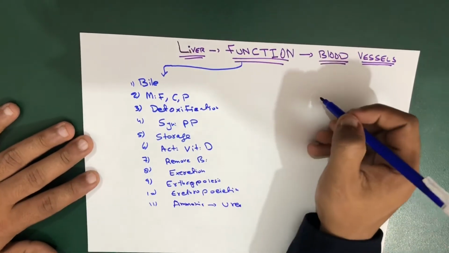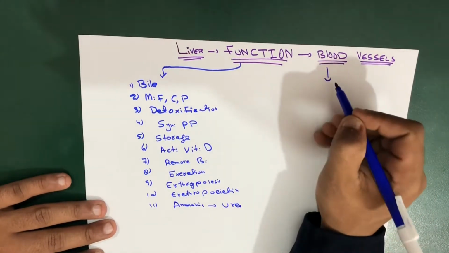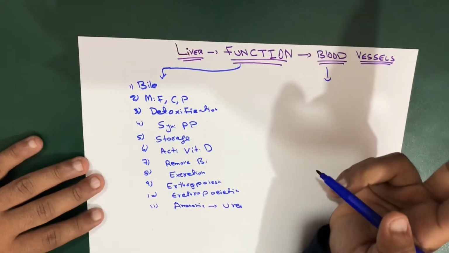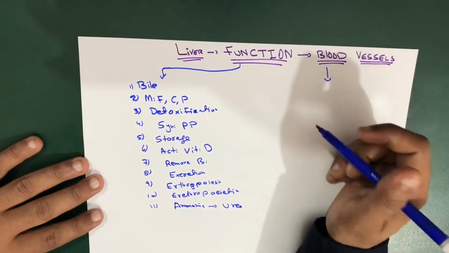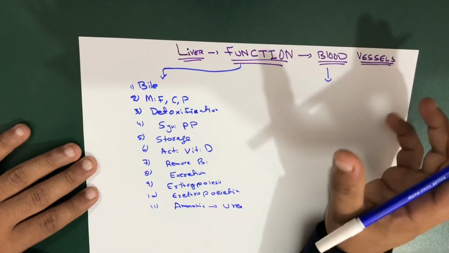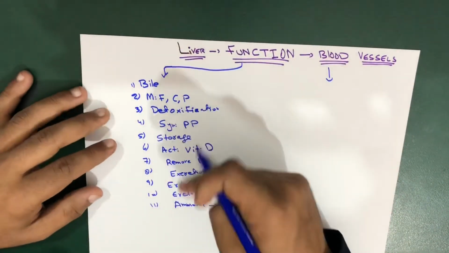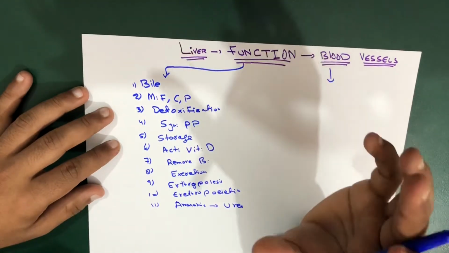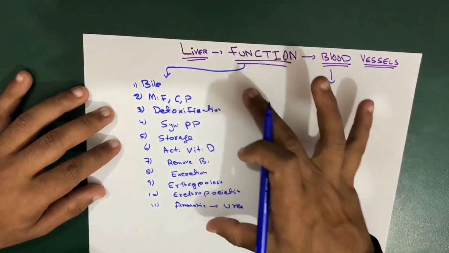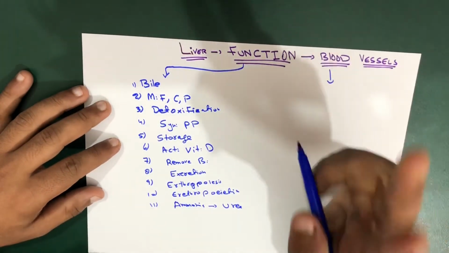Now let's talk about the quick physiological importance of the blood vessels of the liver. We know that the liver actually has two blood supplies. Each cell of the liver is capable of performing all these functions. Each liver cell is capable of performing all these functions.